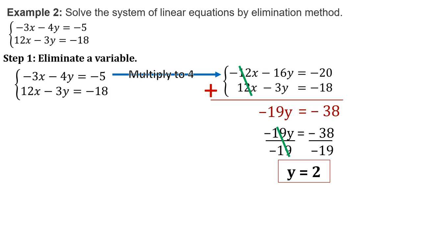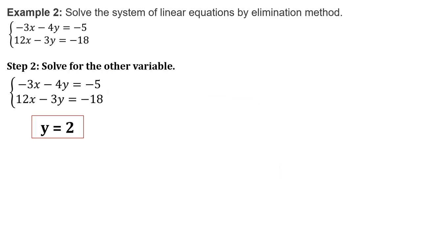Since we already have the value of one of these two variables, we may proceed to step 2. Let us solve the other variable by using the value that we have obtained for y. Again, you may use any of these two equations. I want to use equation 1 since, as what I can see here, it has lesser value compared to the second equation. But if you want to use the second equation, no problem, you will still get the same value for x. Okay, now from here, we will change this variable y into positive 2.